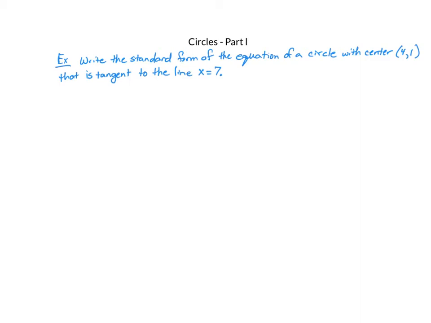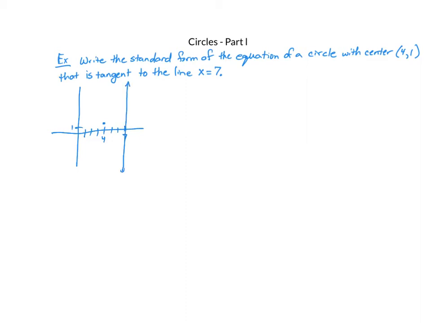So again, we weren't provided with the radius, but we were given a clue as to the radius. So I will draw my picture again because it helps me think the problem through. The center is at 4, 1. 4, 1 is right here. And it's tangent to the line x equals 7. So let's get to 7. Remember, x equals 7 is a vertical line.